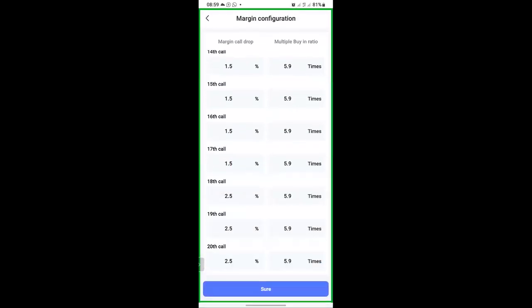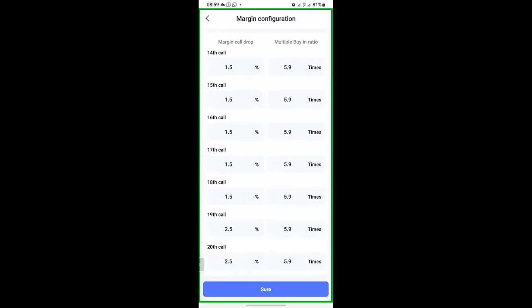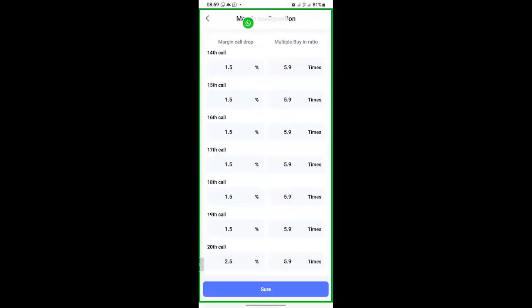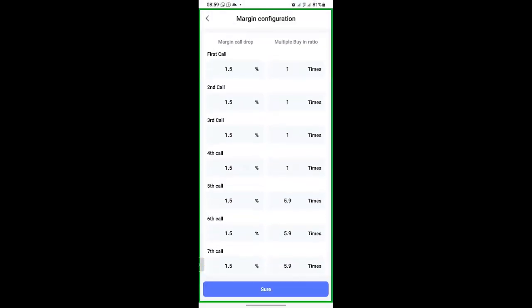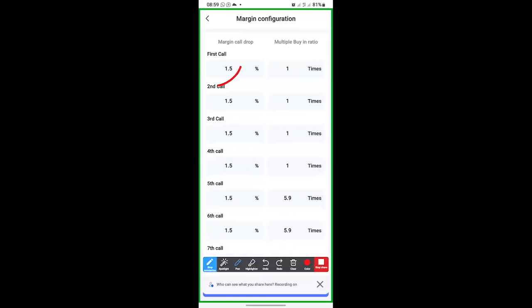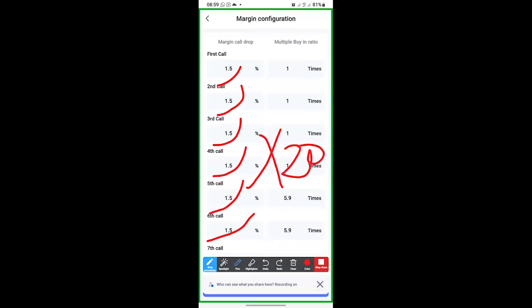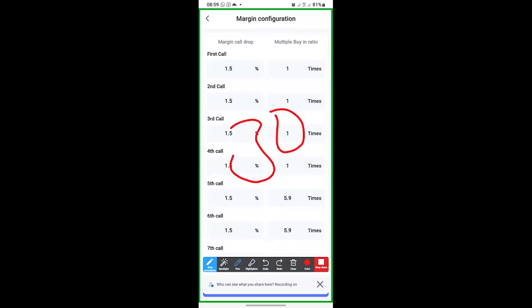So you can try. This is the best way you can come up with these settings. Of course, you can come up with your own. You can put 2, 3, as long as you understand what you're doing. That's the best of it all. So this is the margin call drop. Here we are simply instructing the bot to keep buying when the market keeps falling by 1.5, 1.5, 1.5 times 20. That's about 30 margin call drop.